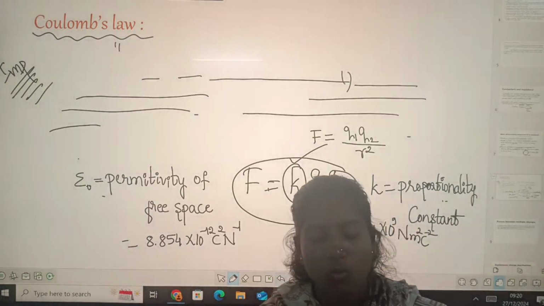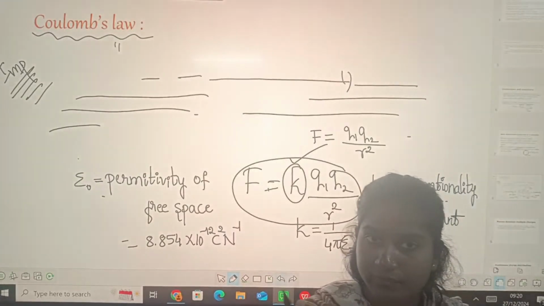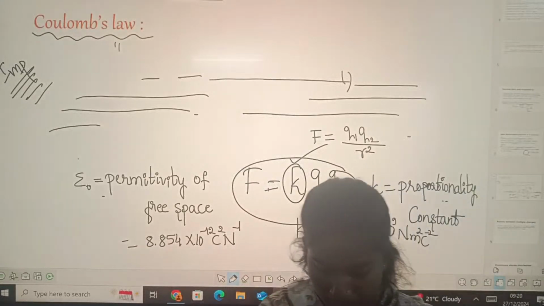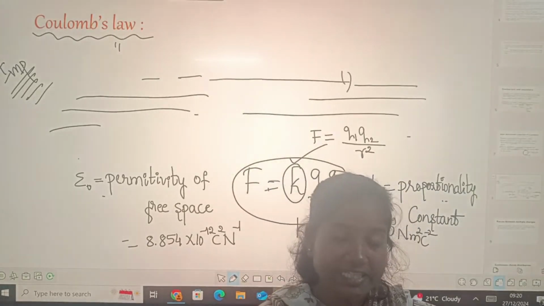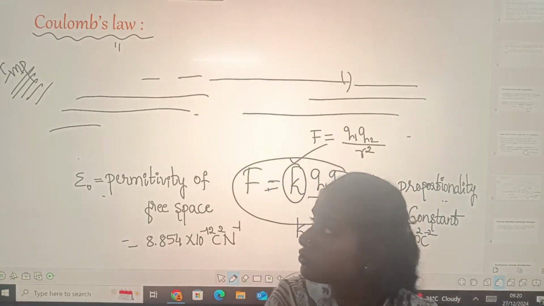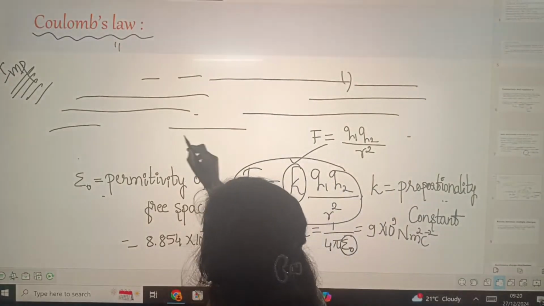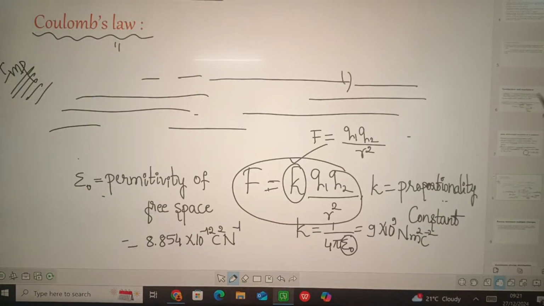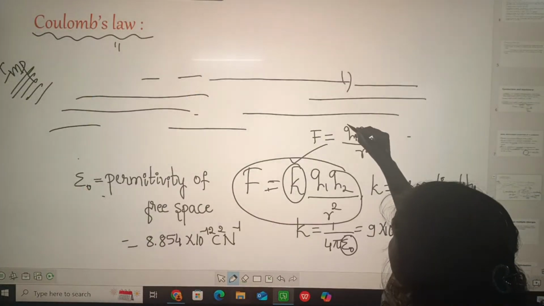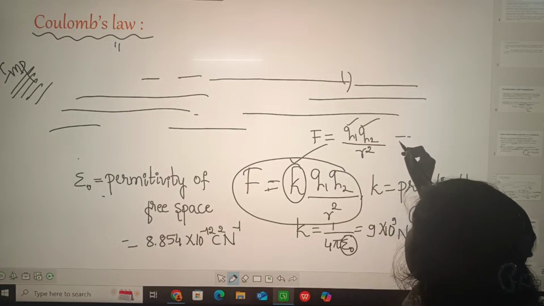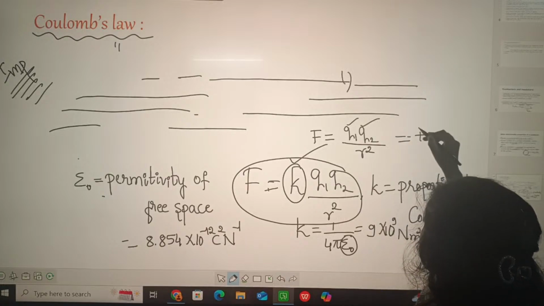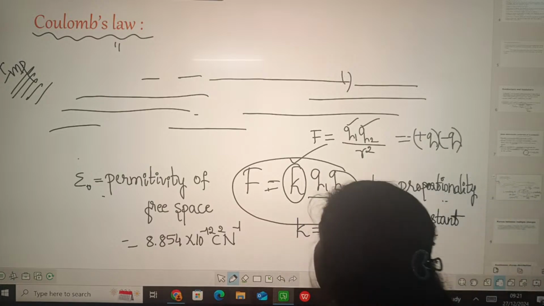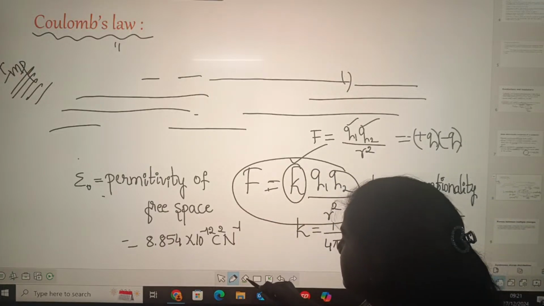So what is Coulomb's law? The electrostatic force of interaction between two charges, those two charges are Q1 and Q2. I have taken these as plus Q and minus Q. So what happens if we put all these values in?